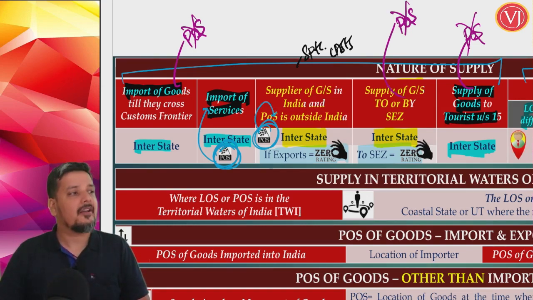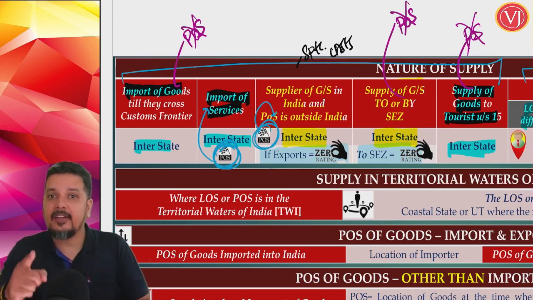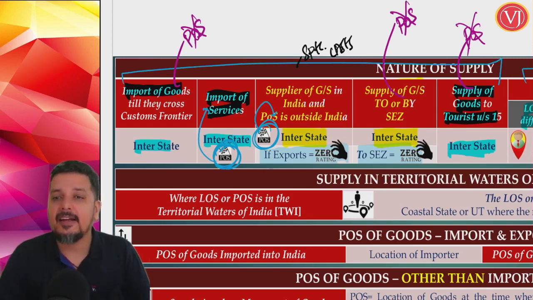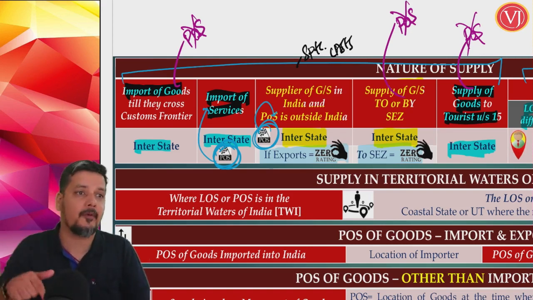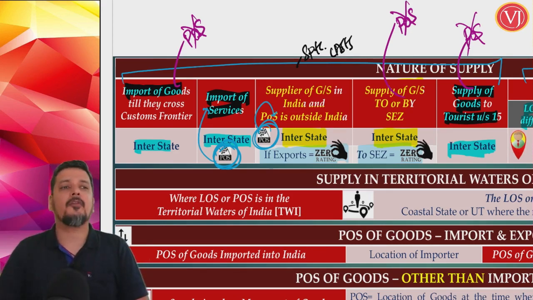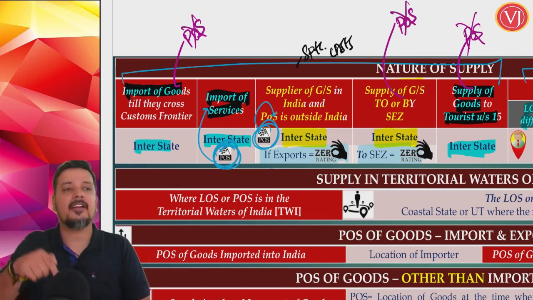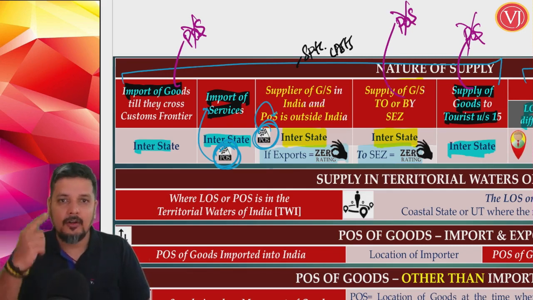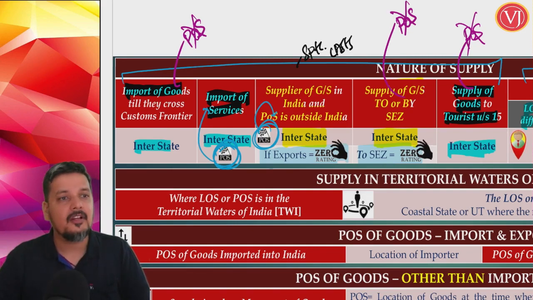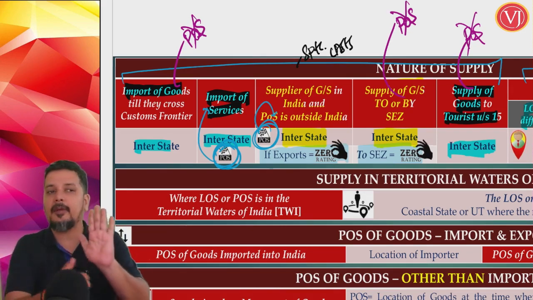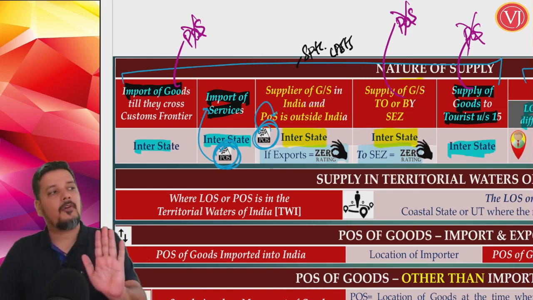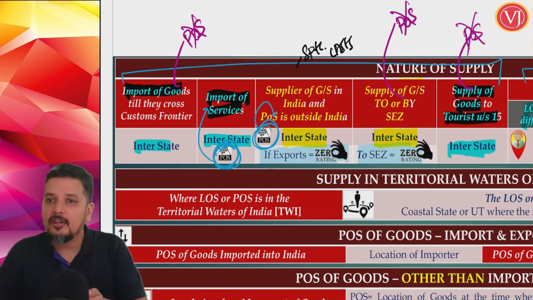But yes, if he gives me a proof that he's an international tourist by giving a copy of his visa, and he's aware of the provisions. Why will he be aware of the provisions? Because when he goes back to his country, he'll get the refund of this GST. If he's aware, he'll tell me that he's an international tourist and give me a proof of his visa. Then I'll charge IGST.